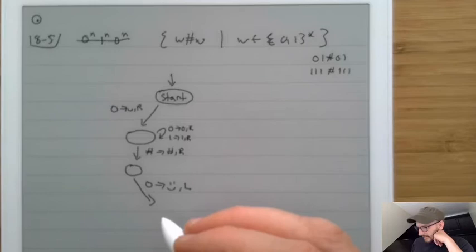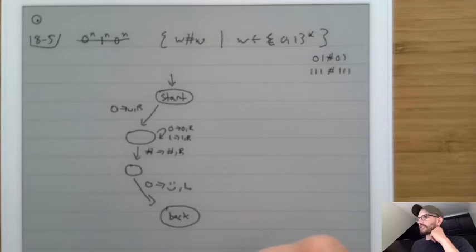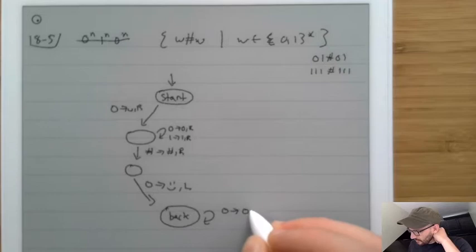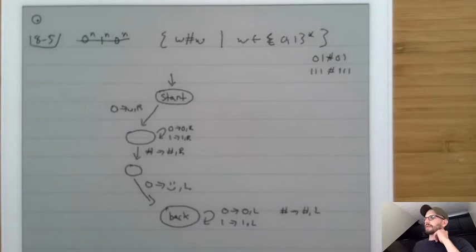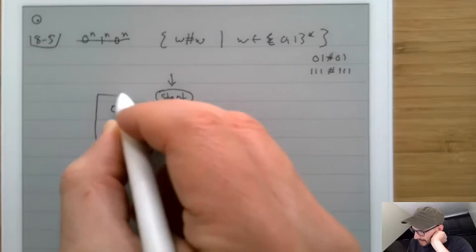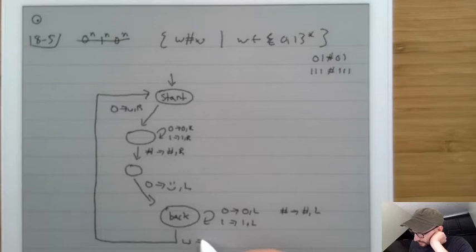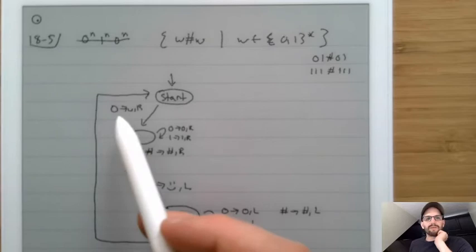And then down here, we'll call this the back state. What it's going to do is, when it sees a zero, it's going to leave it a zero and move left. When it sees a one, it's going to leave it a one and move left. That's when it's skipping over these things. Also, if it sees a hash, it's going to leave it a hash and move left, okay? And then when it gets back to a blank, we're going to go back to the start state. At the blank, we're going to replace that with a blank and move to the right, because if we saw a blank, that means that we went back to that original zero.